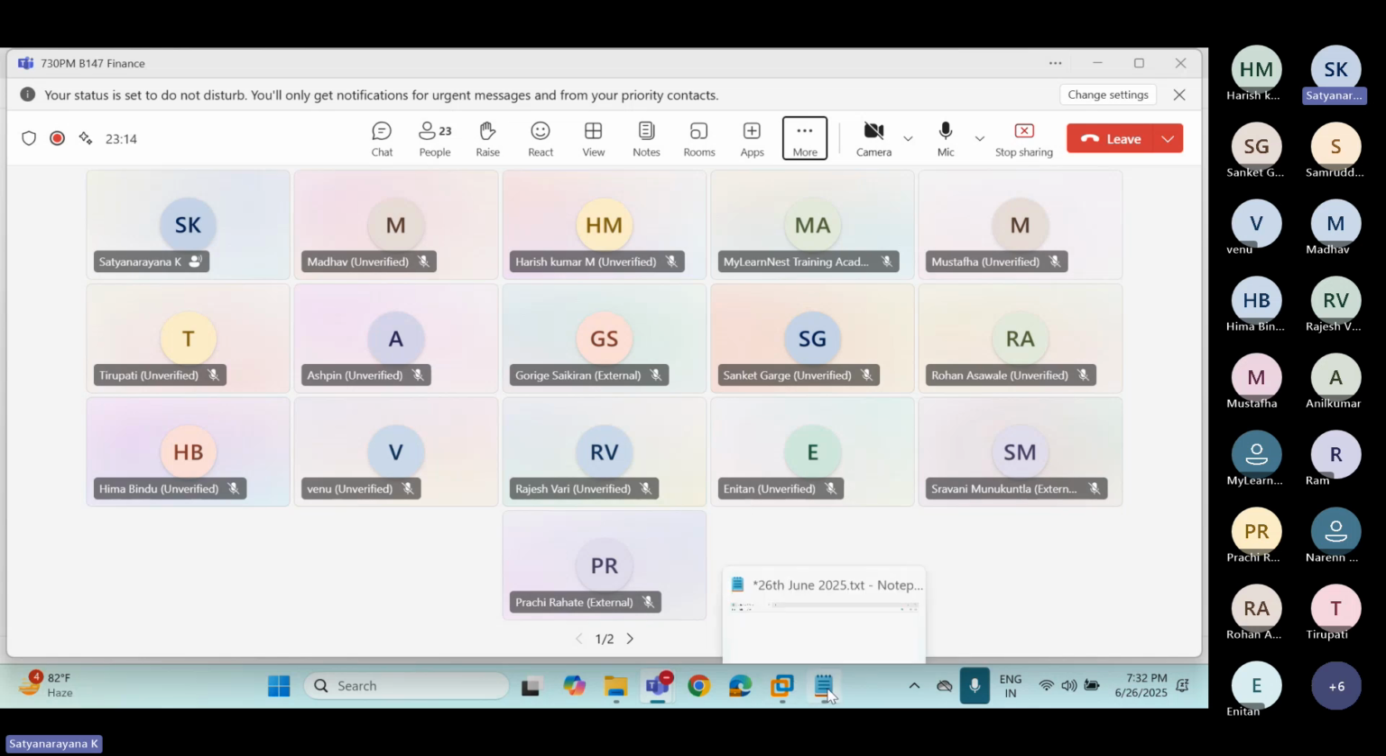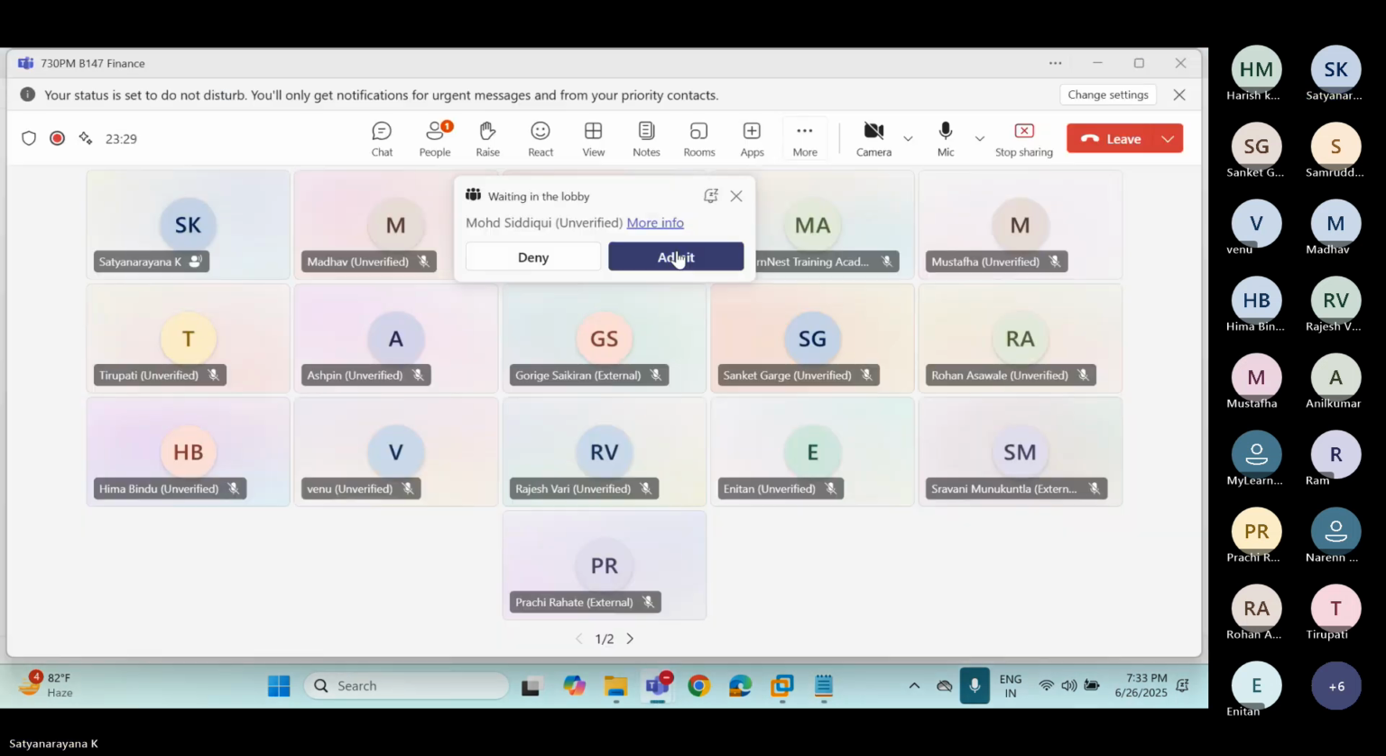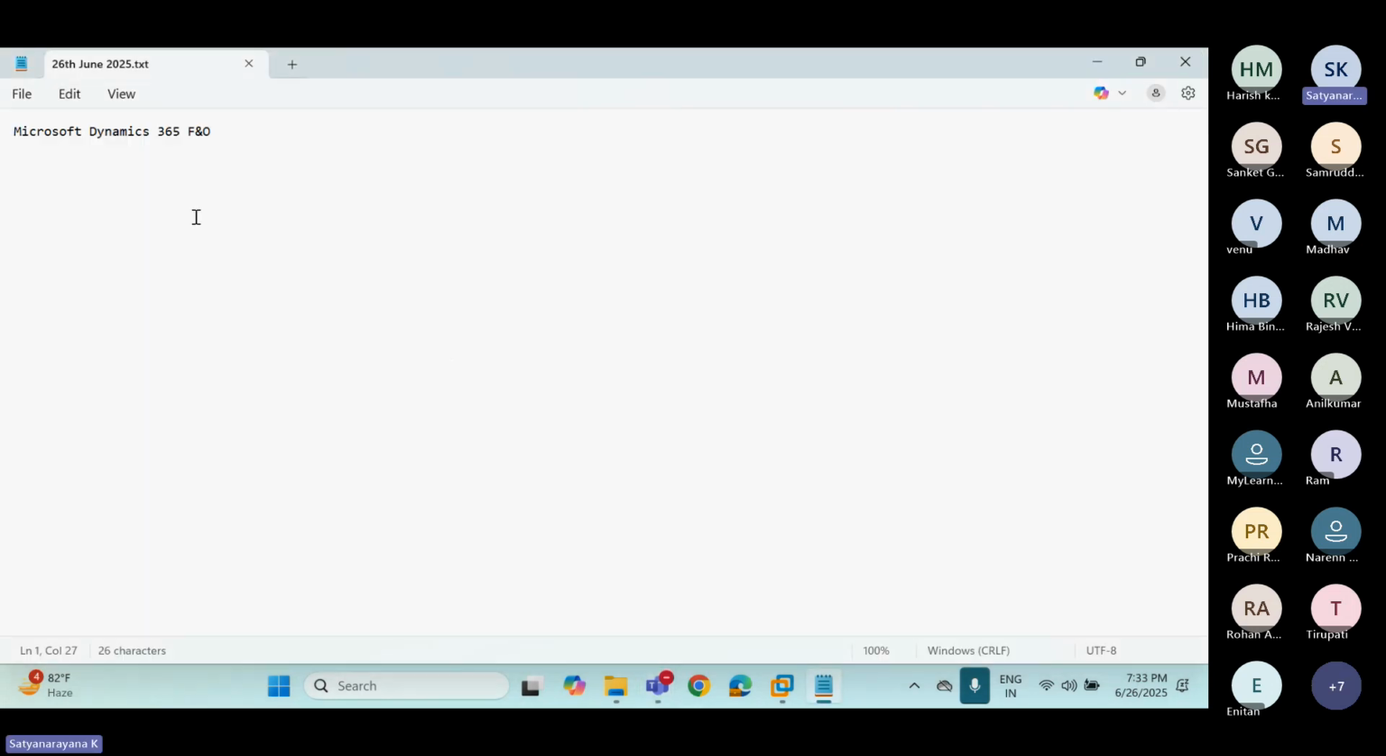Okay. So now the session is for Microsoft Dynamics 365 F&O application. This Microsoft Dynamics 365 F&O is an ERP. This is an ERP. So it is finance and operations. This is the product name.